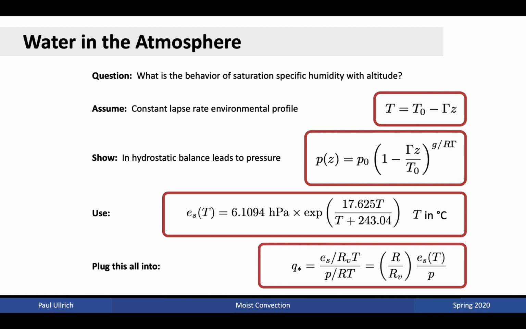We can assume a constant lapse rate environmental profile. Again, this is a pretty good approximation to behavior in the troposphere. Recall that it's very common to accept a lapse rate of about 6.5 Kelvin per kilometer in accordance with the International Standard Atmosphere. However, different environmental profiles are possible depending on where you are located and current meteorological conditions.